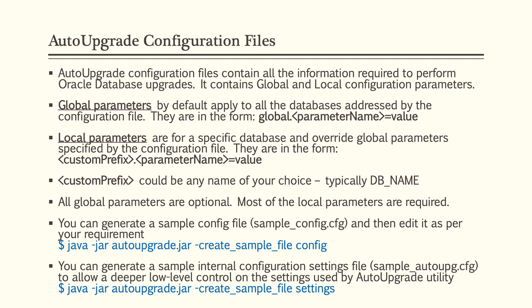So somebody said, but how do I get to a config file? I want to generate a sample config file, otherwise how would I know what parameters are required? I said you can ask the auto upgrade utility to create a sample file for you by saying java jar autoupgrade.jar, and the option is create_sample_file, and the keyword that you need to pass is config. This will create the sample config.cfg file for you, and then as per your requirement you can edit this file. I will show you it during the demo.